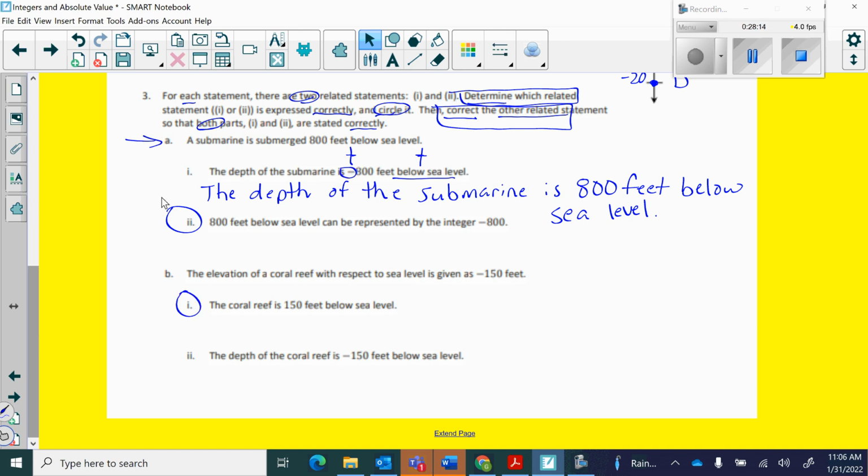And who can tell me why 2 is not correct? Nate? Yes, he said it has a double negative because it has a negative sign and it has below sea level. So to fix this one, you would just rewrite it without the negative sign. Any questions? All right, let's look at the next page.